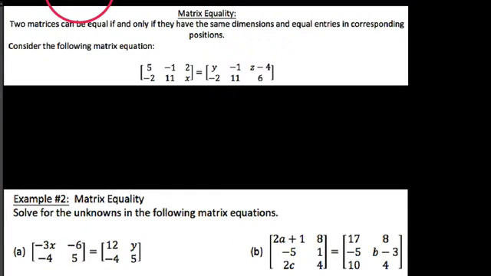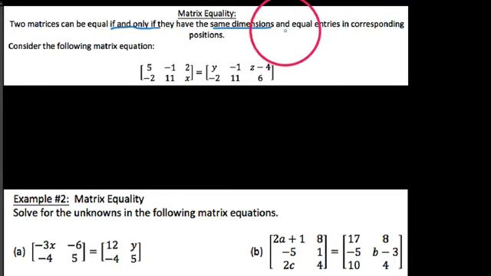Okay guys, in this video we're going to look a little bit at what it means for two matrices to be equal. Matrices being the plural of matrix. So we say matrix equality: two matrices can be equal if and only if they have the same dimensions.